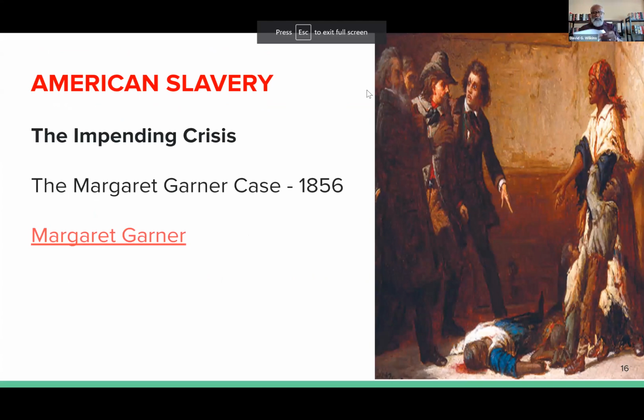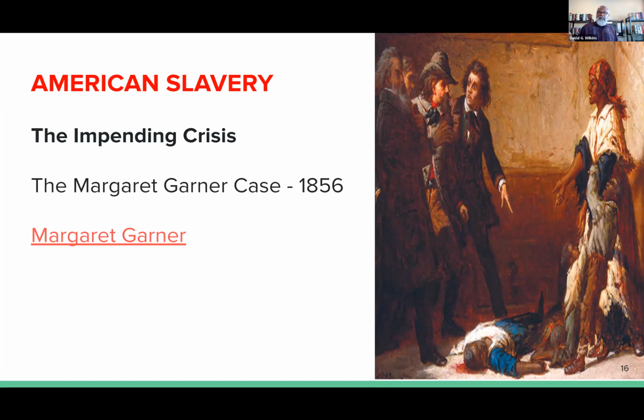The Margaret Garner case is a tragic one. Let me just take a moment. You may be familiar with Toni Morrison's Beloved, her book, from which a movie also has been made, I think Oprah Winfrey's movie Beloved. Garner tells the story of an enslaved woman and her family who escape across the Ohio River. They make it into the free state, only to be confronted by the slave catchers.